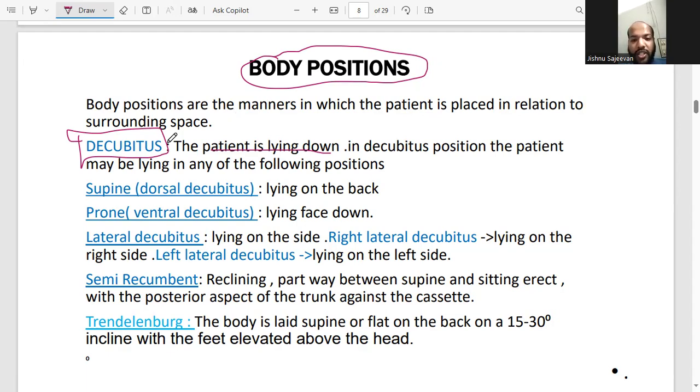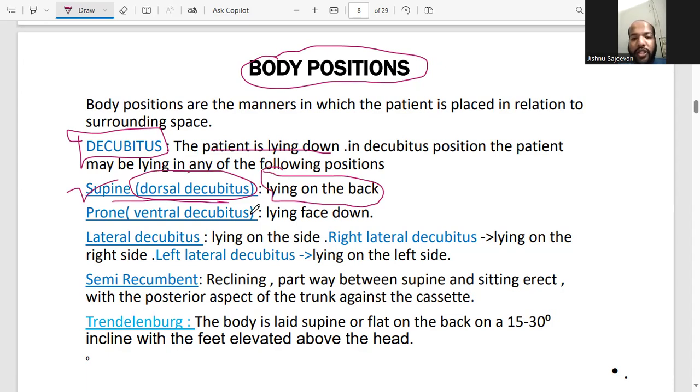The first one is the supine position, or it is known as the dorsal decubitus. It is called dorsal decubitus because when the patient is supinated on the X-ray table, the back side, that means the posterior side of the body, will be in contact with the table.